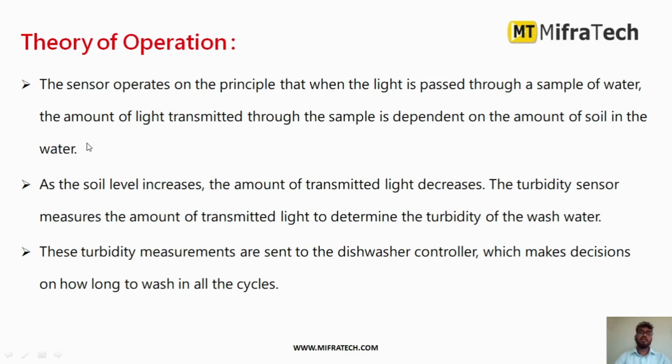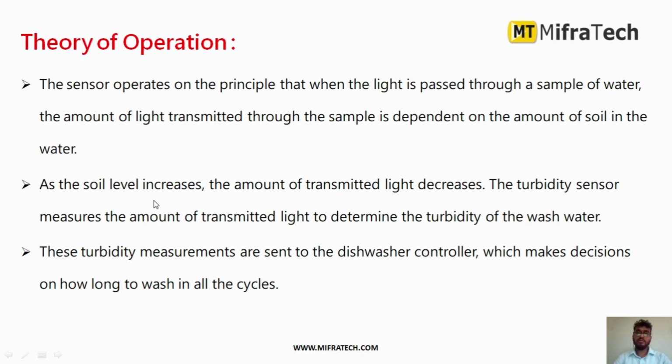What is the working principle behind this sensor? The sensor operates on the principle that when light is passed through a water sample, the amount of light transmitted through the sample depends on the amount of solid particles present in the water. We transmit light through the liquid whose turbidity we want to measure, and depending on the amount of light that is reflected back or transmitted through that sample, it can measure the turbidity.